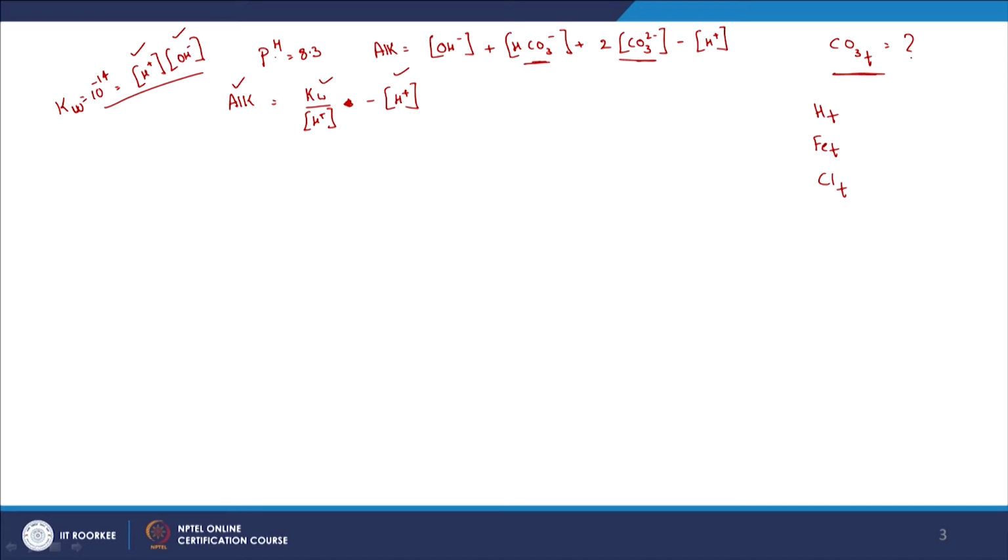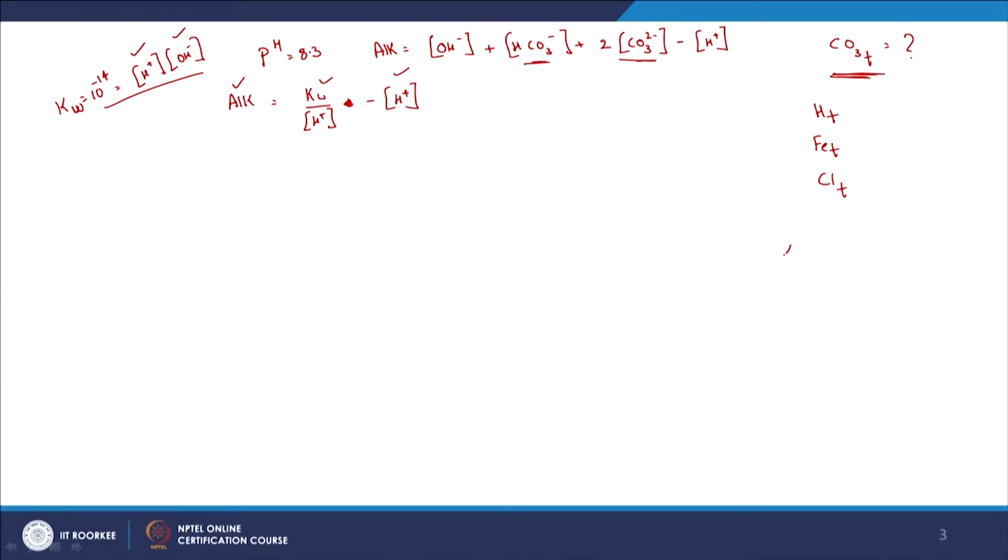Again we need to dig into our knowledge base with respect to our acid base chemical processes. So how can you express these species HCO3 minus and CO3 2 minus in terms of the variable that you want to calculate? And what is the variable you want to calculate? Obviously it is CO3 total.